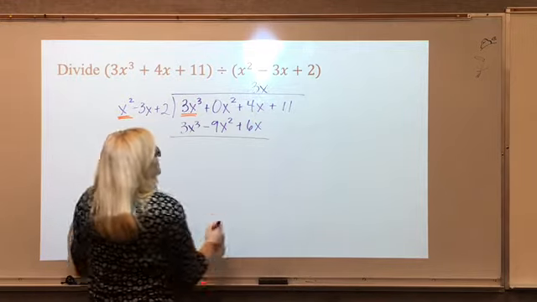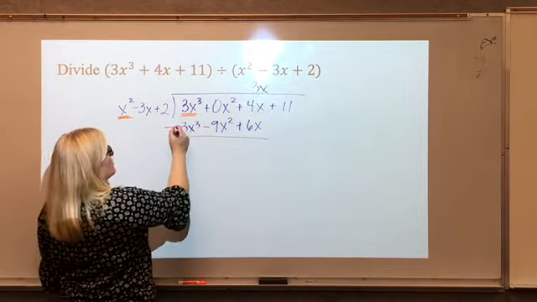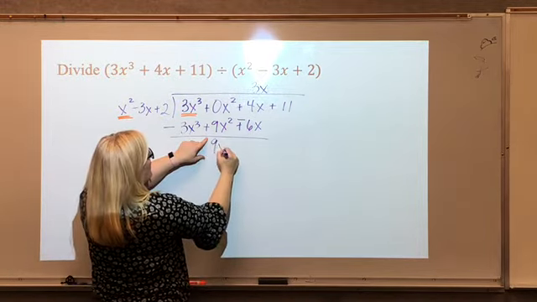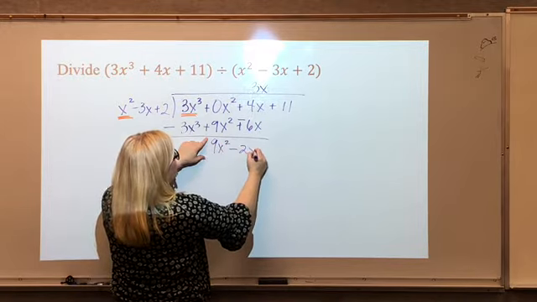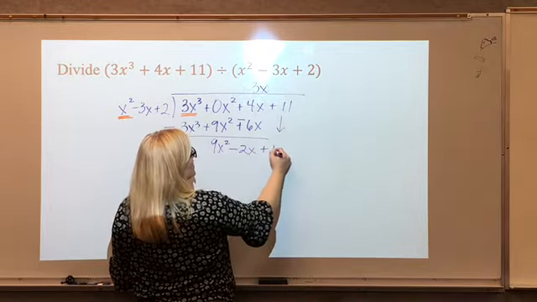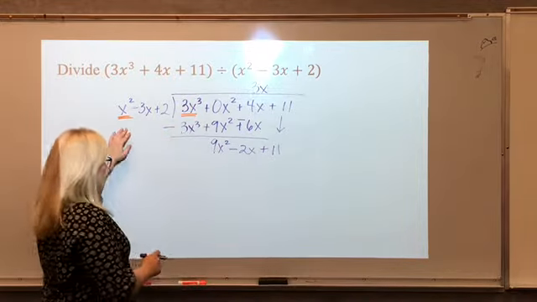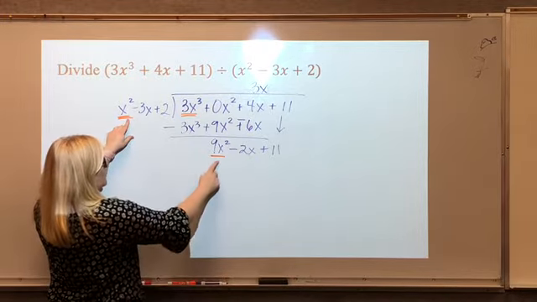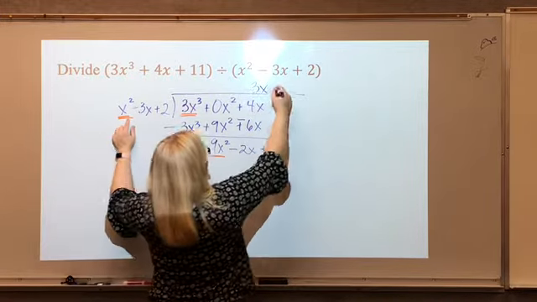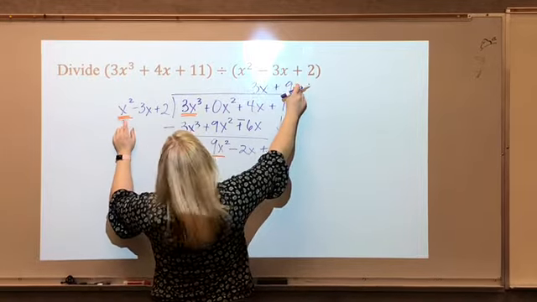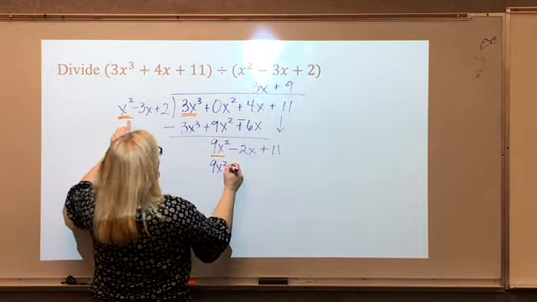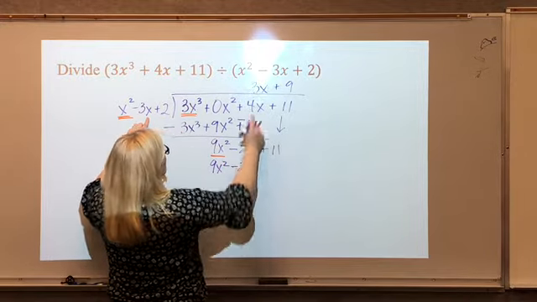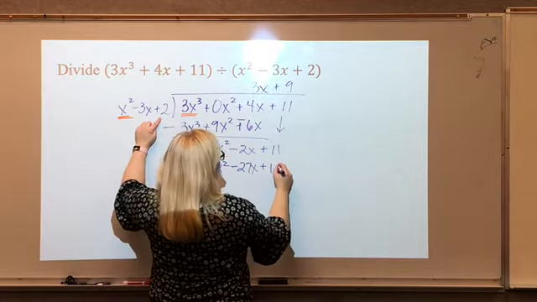Okay? Going to subtract all of this. So there's a subtraction. Changes this sign, changes this sign. I now have 9x squared minus 2x, and then I drop down, plus 11. Okay. X squared goes into 9x squared 9 times. 9 times x squared is 9x squared. 9 times negative 3x is negative 27x. And 9 times 2 is 18.